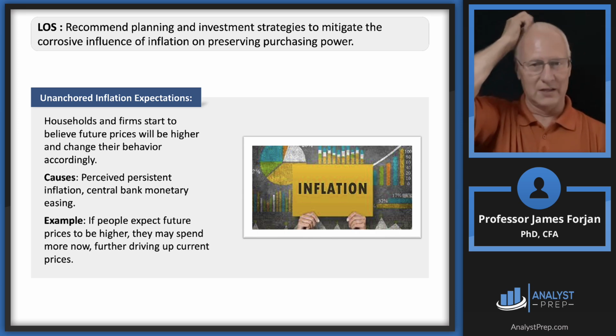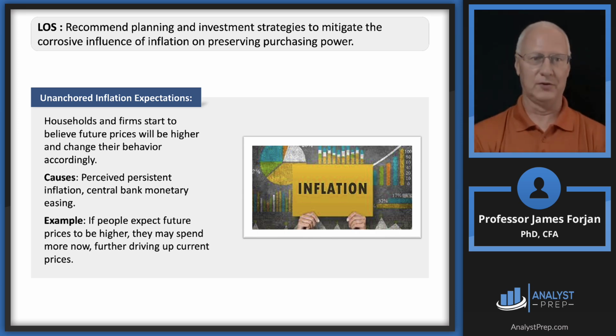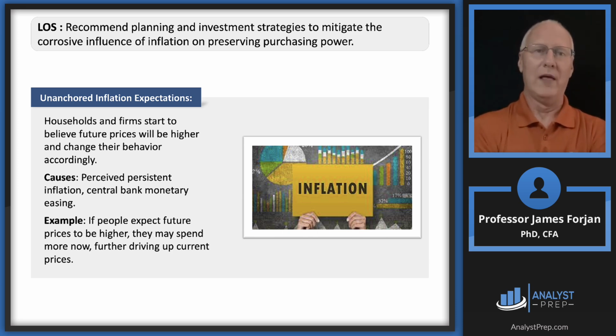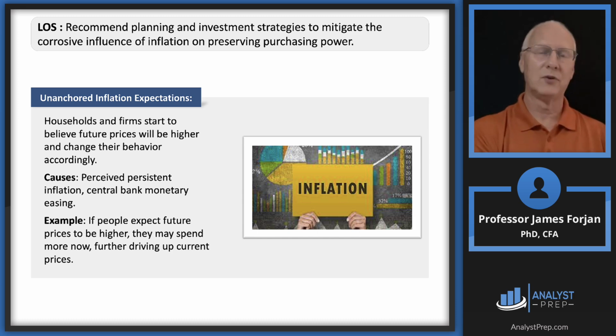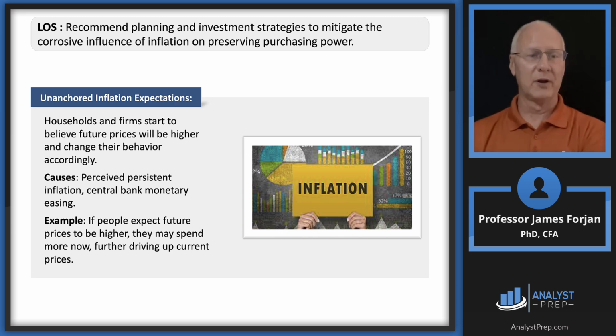Now, there's another concept that the Institute introduces here: unanchored inflation expectations. So this occurs when there is persistent inflation over time. And so individuals and businesses start to think that, well, we've had inflation over the past 2, 3, 4, 5, 6 years. We're probably going to have it. Maybe we're going to go up.